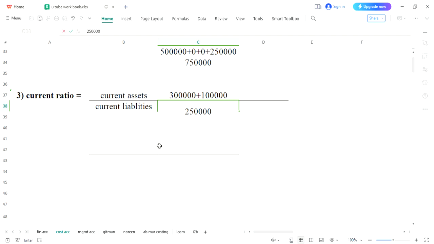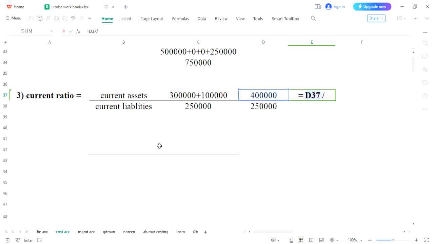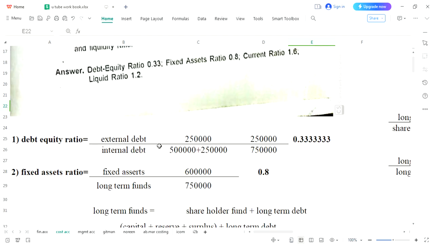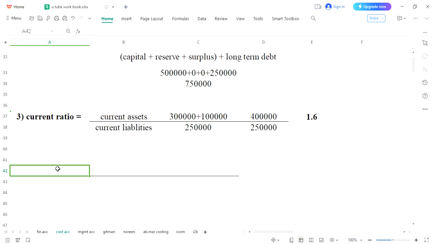So here just put 250,000, and now we will be putting both on the calculator. First we need to sum all current assets we have got, and now current asset divided by current liabilities 250. We have got 1.6 current ratio, and look at here, current ratio 1.6. So it means our third formula is also completed.